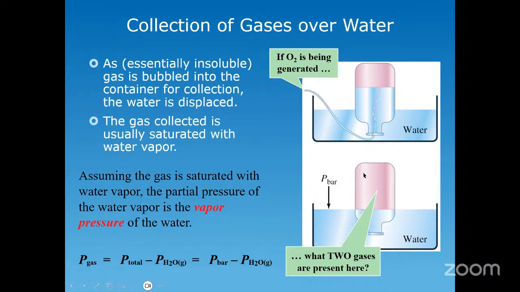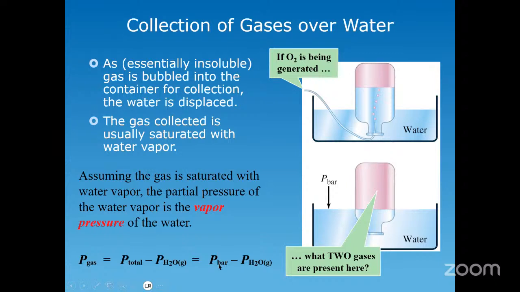Because remember, what is collected here would be gas that is wet. In other words, it has some water vapor with it. So you have to take into account the vapor pressure of the water in calculating the pressure of the gas. You basically subtract that value from the barometric pressure, and that will give you the pressure of the gas.